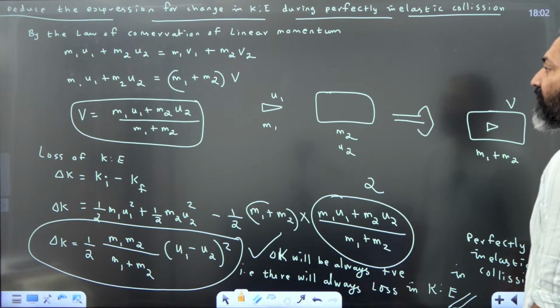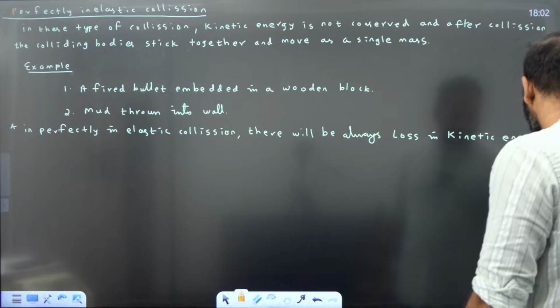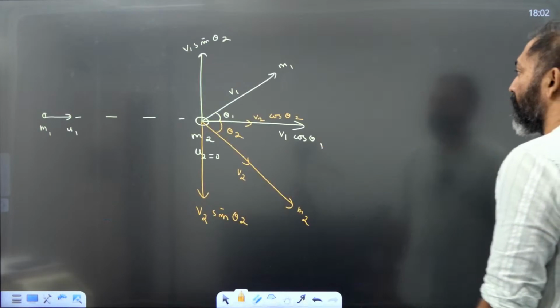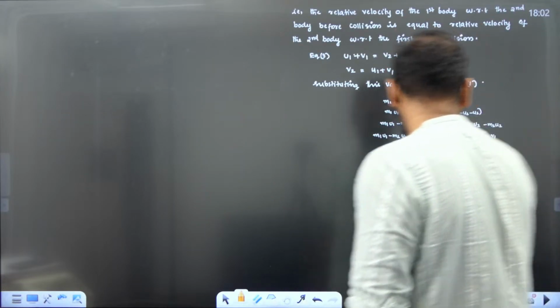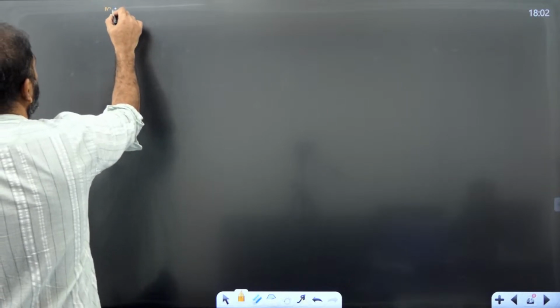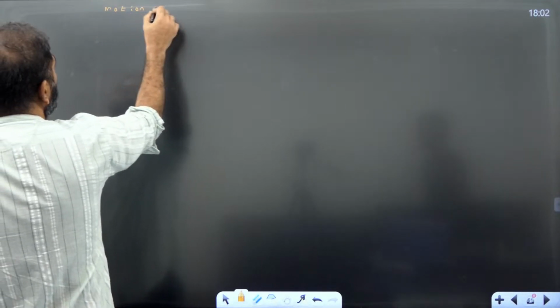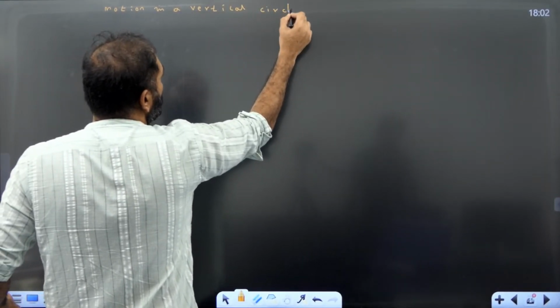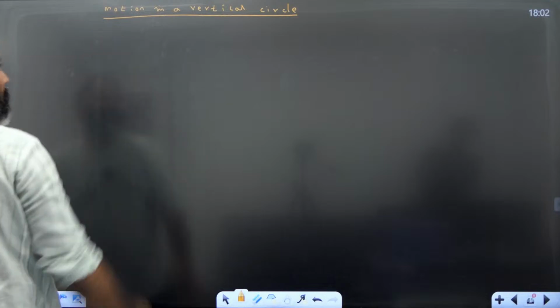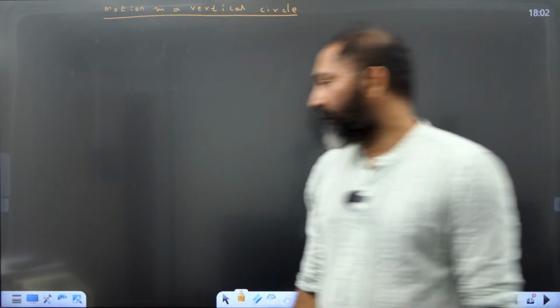Polish in 2 dimension is done. Next, our next topic, motion in a vertical circle. Motion in a vertical circle. This is our next topic. Let's see motion in a vertical circle.